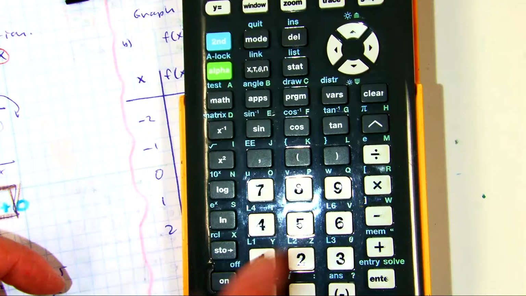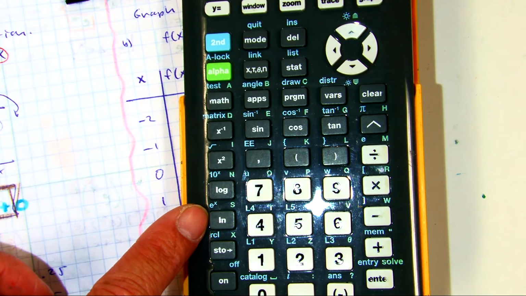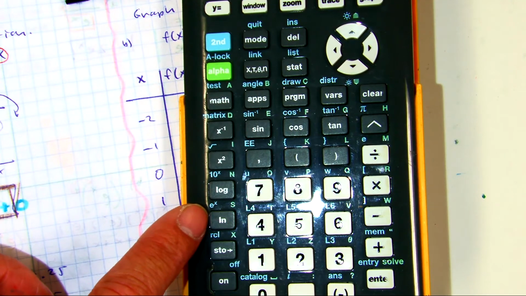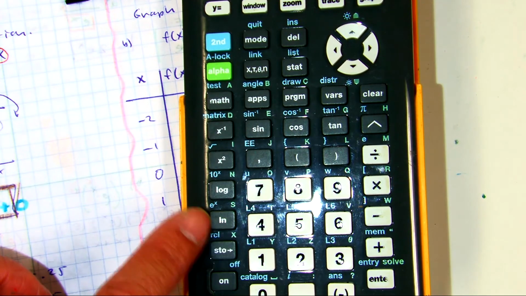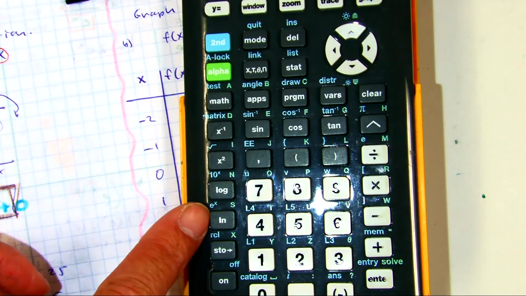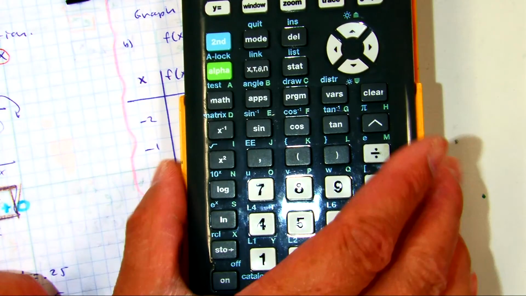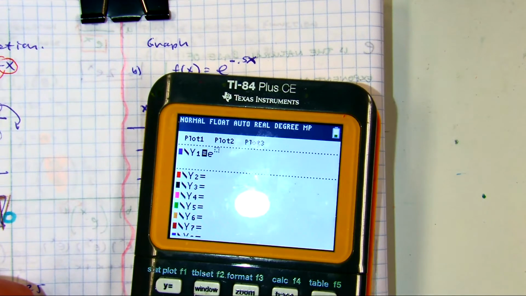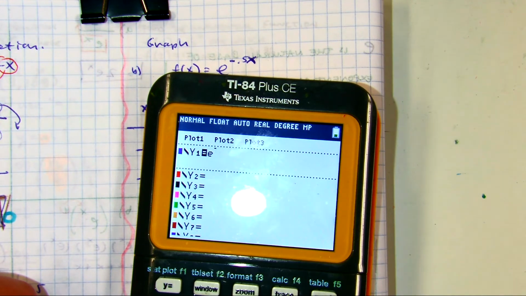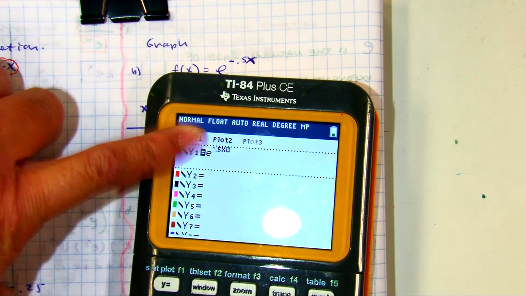And if you look at next to number 4, there you have the natural base e, and its inverse, which is called the natural log. So let's go ahead and press that. It's in blue, so I'm going to press second ln. And then I'm going to type in negative 0.5x. Remember, the negative sign is not subtraction, so be careful there.